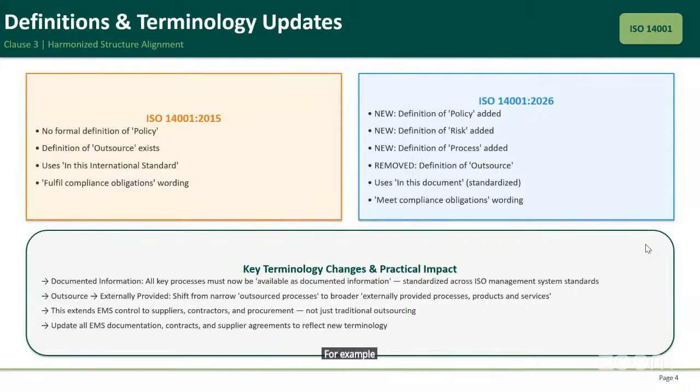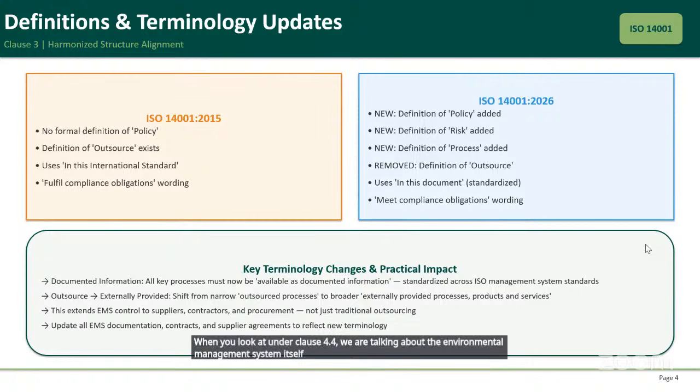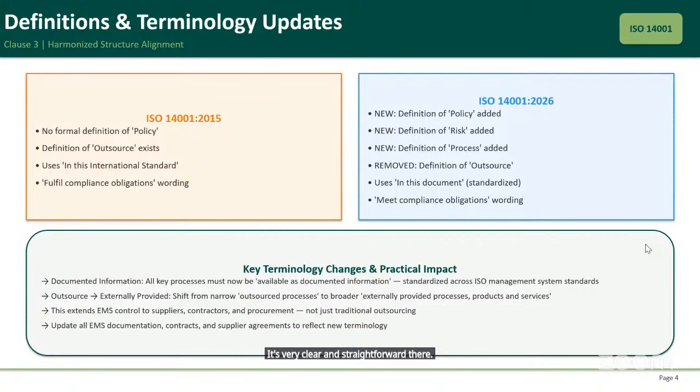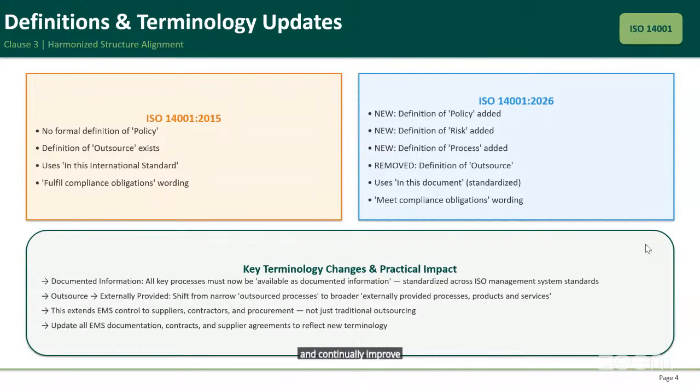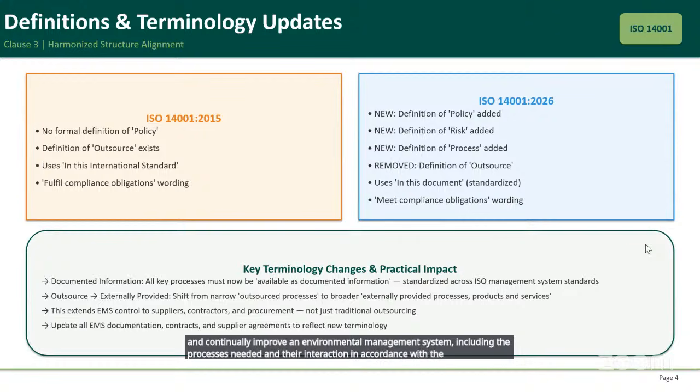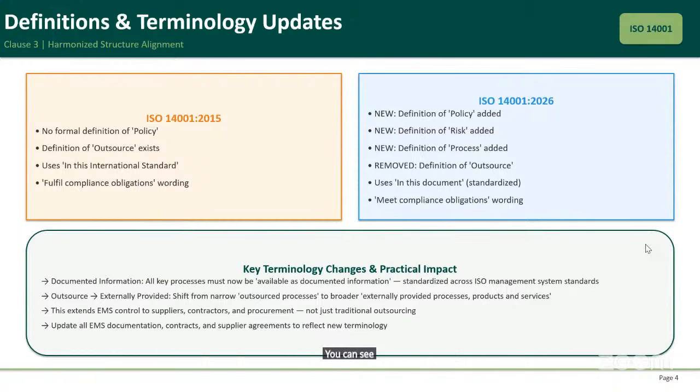For example, when you look at clause 4.4, where you're talking about the environmental management system itself, it's very clear and straightforward. What do we have there? They said to achieve the intended outcome, including enhancing its environmental performance, the organization shall establish, implement, maintain, and continually improve an environmental management system, including the processes needed and their interaction in accordance with the requirements of this international standard. You can see "of this international standard."